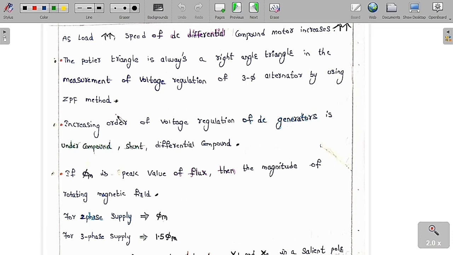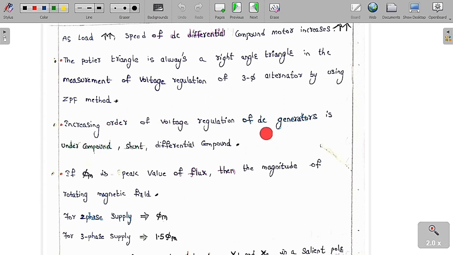This Portier triangle is basically a right angle triangle. We are going to see it in the case of the ZPF method and also in the ASA method. The Portier triangle is always a right angle triangle in the measurement of voltage regulation of a three-phase alternator by using the ZPF method.